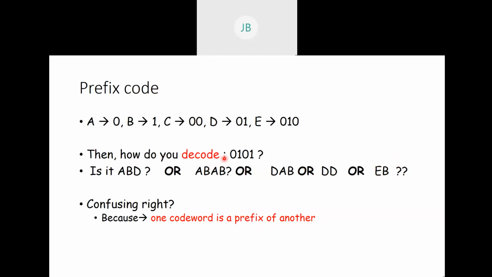For example, what's the meaning of this bit sequence? Is it ABD or ABAB? Or EB? We don't know, right? Because there's a confusion due to these prefixes.